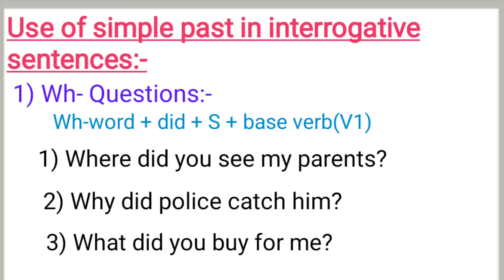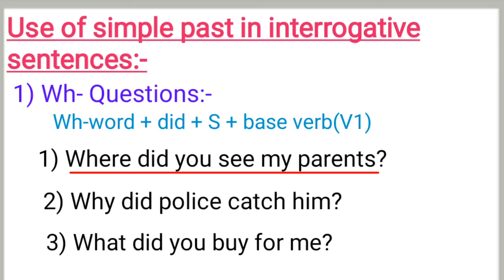Now pay attention properly. I started the first question with the WH word where, then I use did, then I use the subject which is you, then the base verb which is see, and then my parents, it's the remaining part of the question, and then a question mark at last.